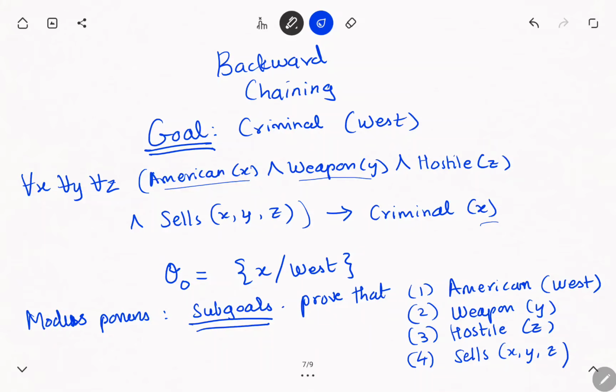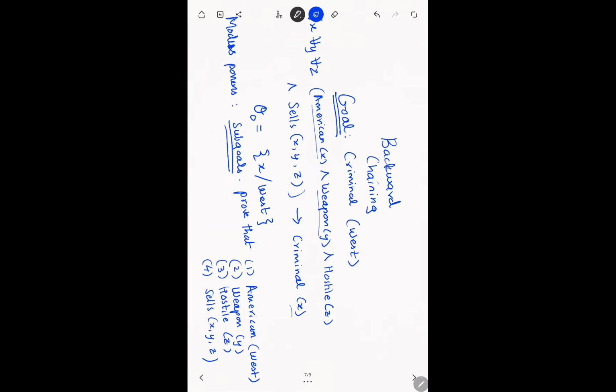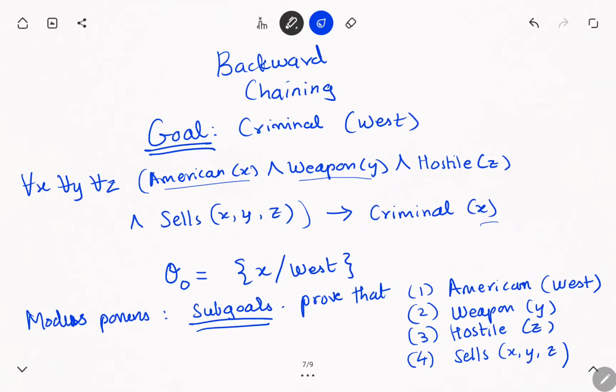Because by modus ponens, if I know that p implies q is true and I know that p is true, only then I can say that q is true. So I have to prove that p is true. Now in order to prove that p is true, I have 4 things to prove. First sub goal is American(West). Second sub goal is Weapon(y). Third sub goal to be proved is Hostile(z). And the fourth sub goal to be proved is Sells(x, y, z).